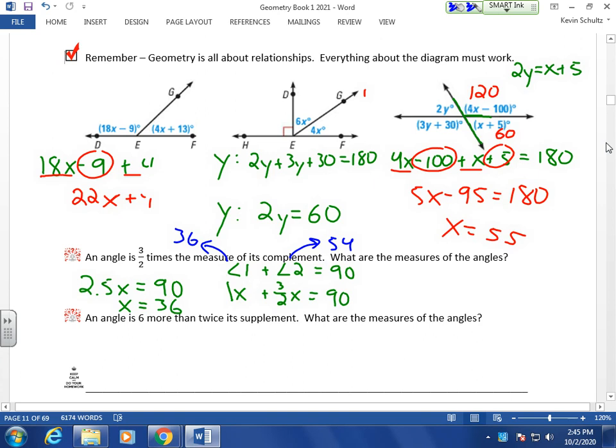So the second one, which is all going to be you folks now: an angle is 6 more than twice its supplement. 6 more than twice its supplement. Again, we have angle 1 plus angle 2, only this time they add to equal 180. Like we did in the first one, we'll call angle 1 x, and the other one is 6 more than twice that. You can take it from there. Okay? You can do it. I believe in you.